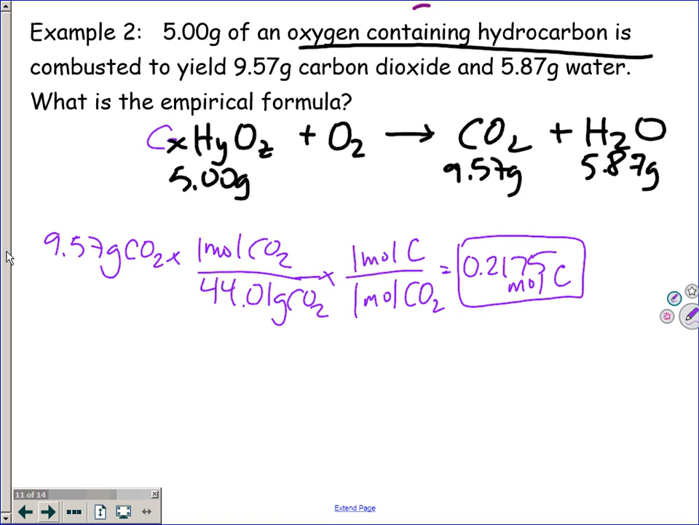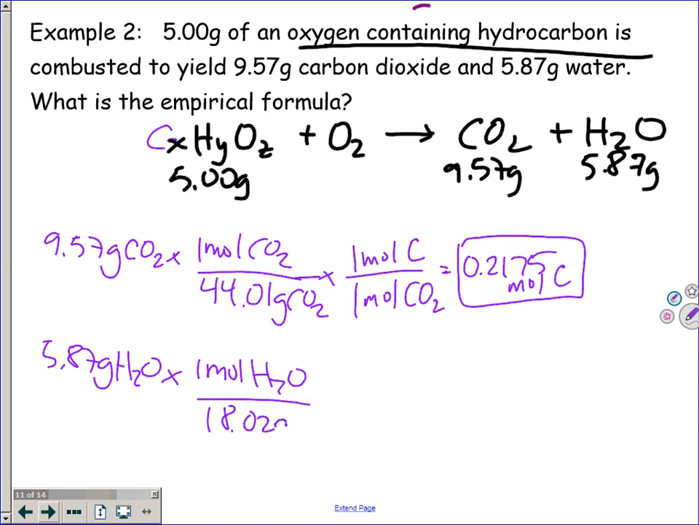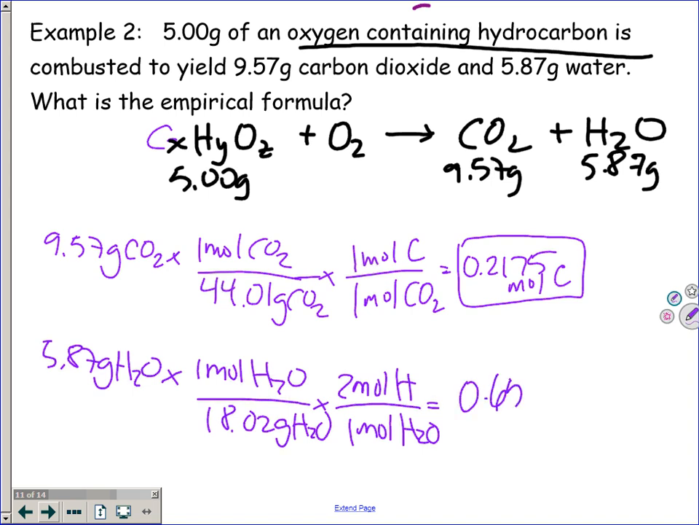I'm going to do the second one for water just the same way we did. So that is 5.87 grams of water. 1 mole of water is 18.02 grams of water, which is 2 moles of hydrogen inside of 1 mole of water. That is 0.6515 moles of hydrogen. Same exact steps we were doing earlier, right?